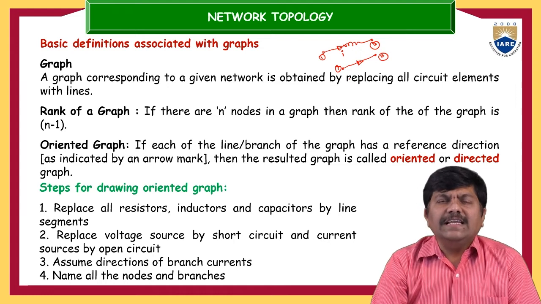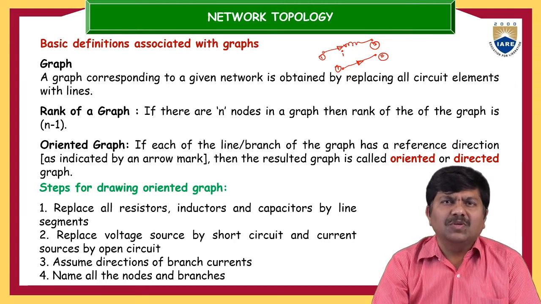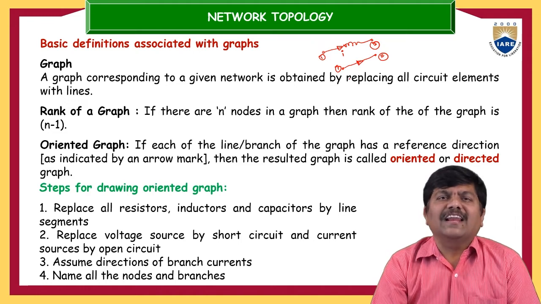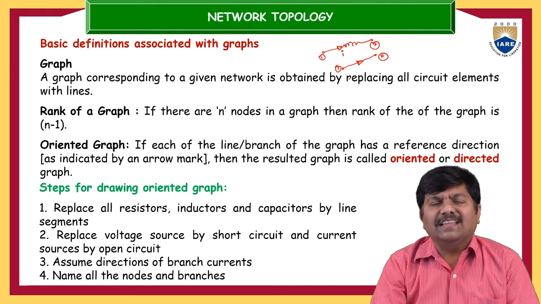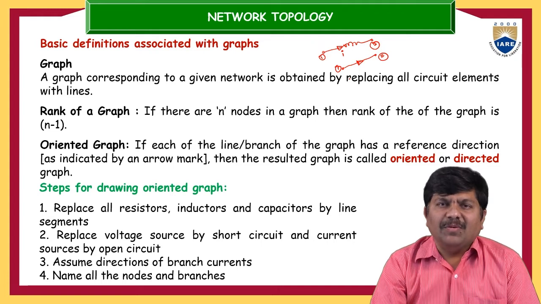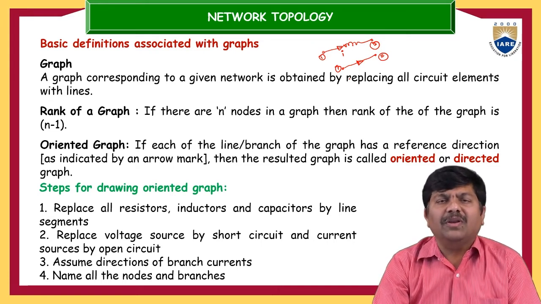Next, what are the steps for drawing the oriented graph? This is also helpful for us. If an electrical circuit is given and you want to convert it to a graph, what are the steps? A graph does not need the direction of every line segment or branch to be represented. But if the branches are marked in a particular direction along with the line segments, that is an oriented graph.